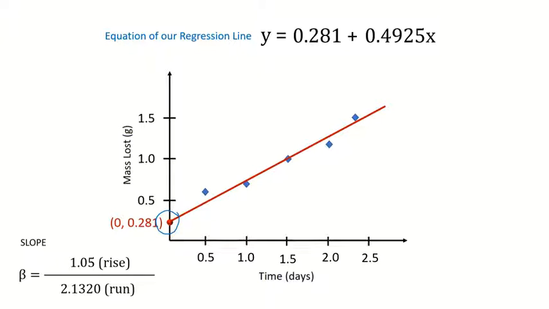Okay, and then using the concept of rise over run, we are going to rise from 0.281 by 1.05. Okay, so we are going to add 1.05 to rise up here. And then after that, we are going to run 2.1320 to the right. Okay, so our next point, therefore, is somewhere there, exactly, which is defined by the coordinates 2.132 and 1.331.